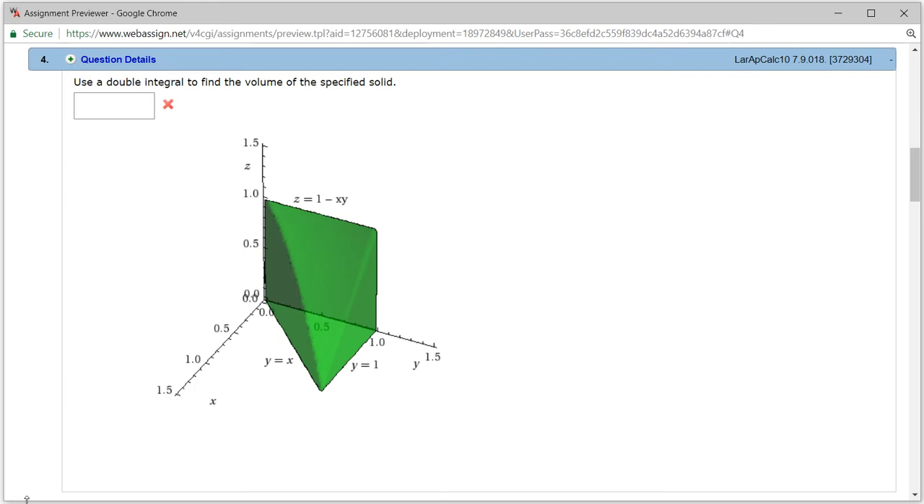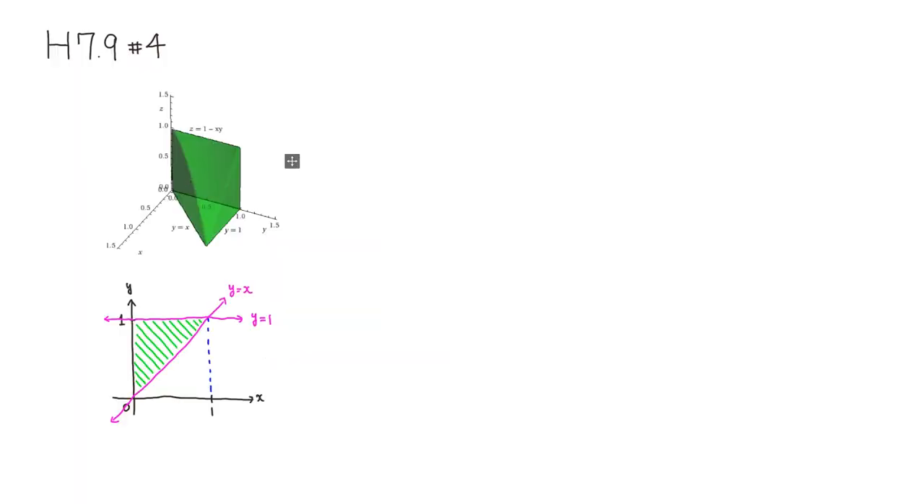All right, let's look at homework 7.9, problem number 4. We're going to use the double integral to find the volume of this solid shown here. So let's do that. Here's the region, and I actually drew the base region. The base region is the triangular region there.